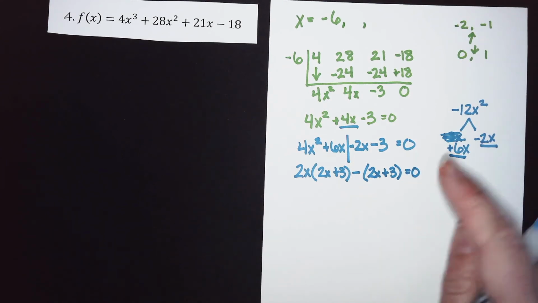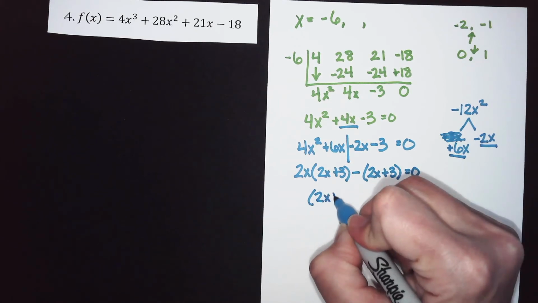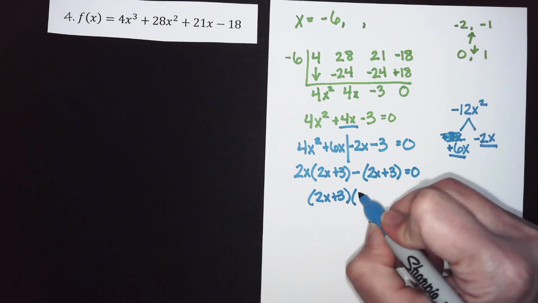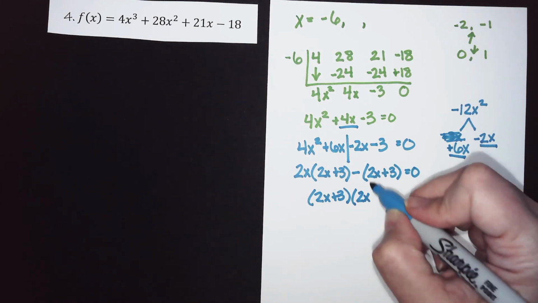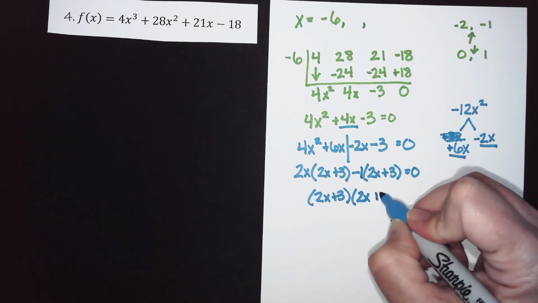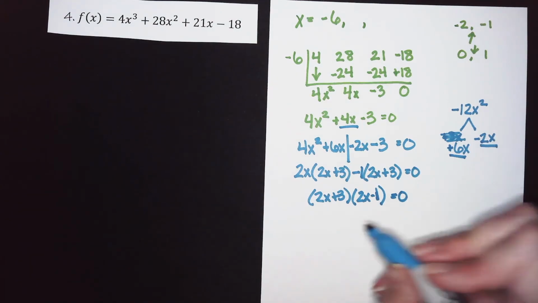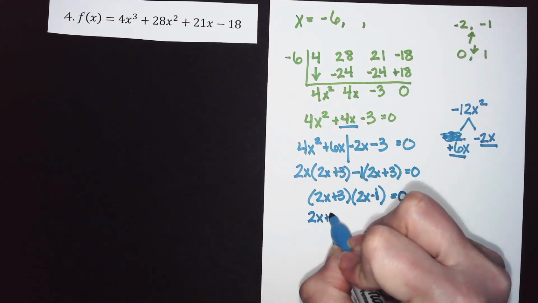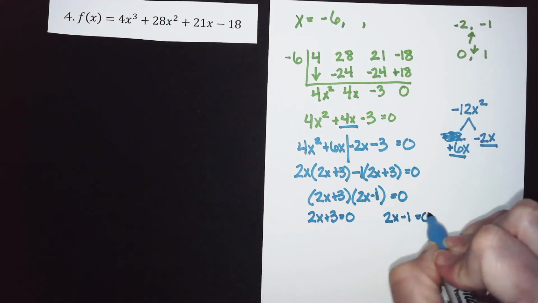All right, so 2x plus 3 is in both. So I'm going to have a 2x plus 3. What I'm left with is 2x minus, and if I'm factoring out 2x plus 3, it does leave me with a 1. So it's going to be a -1. Now, if this equals 0, that means one or both of these terms has to equal 0. So 2x plus 3 equals 0, and 2x minus 1 will equal 0.